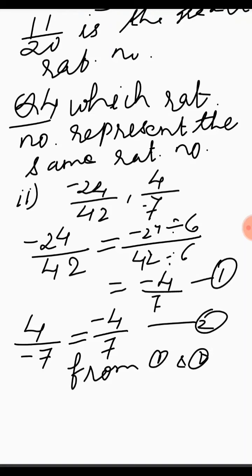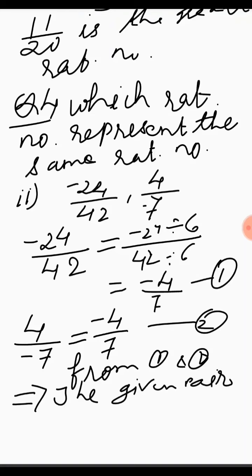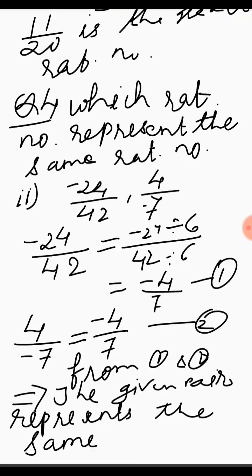So from 1 and 2, what does it imply? It implies that the given pair represents the same rational number. Okay, so you have to convert into its standard form. Remaining two examples you can solve. Now see children, your question number 5 and 6.